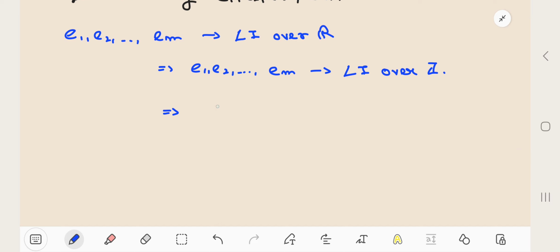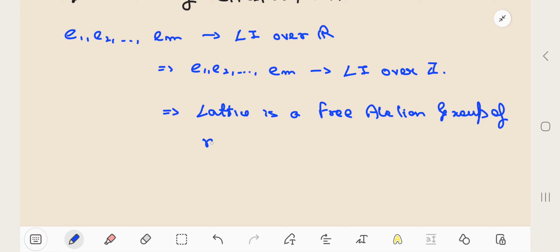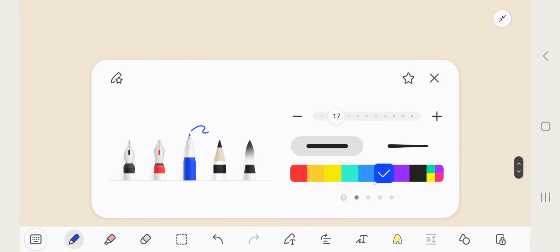So this immediately gives the fact that this lattice is a free abelian group of rank m, right, because it has m elements in its Z basis. Clear? Okay. The geometric picture of this, as I said in the first portions of the first lecture.